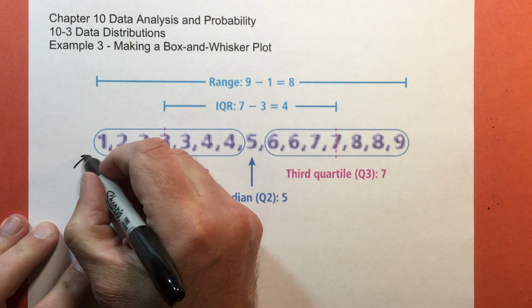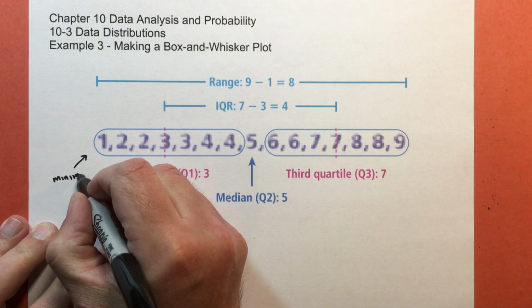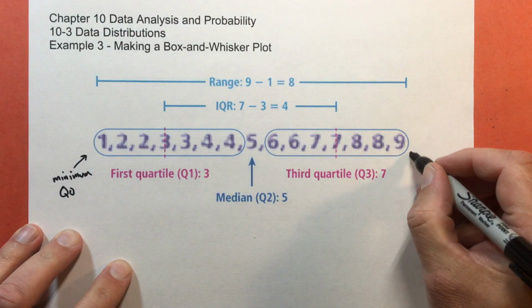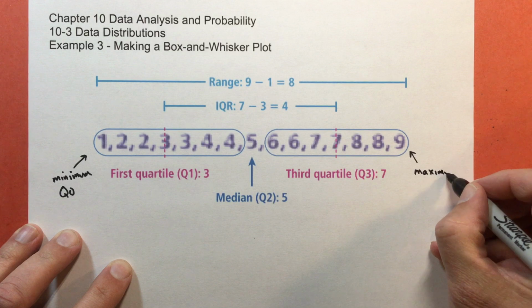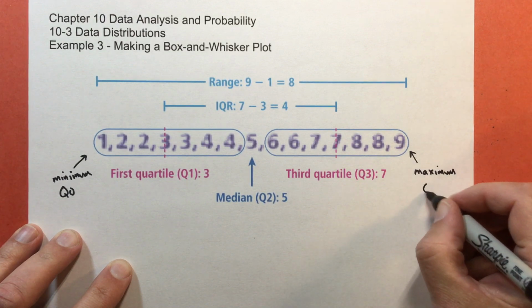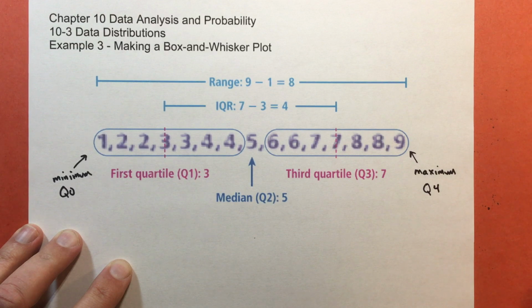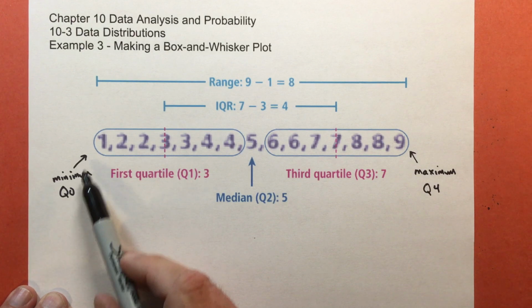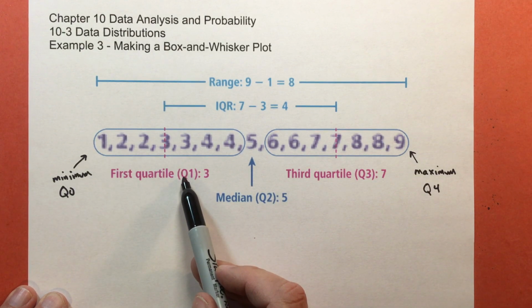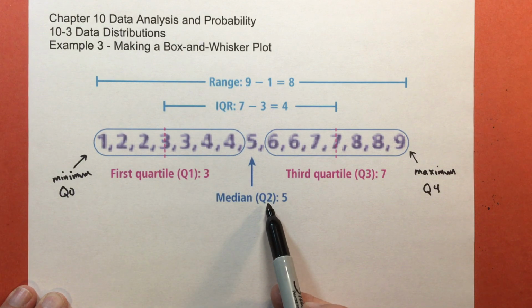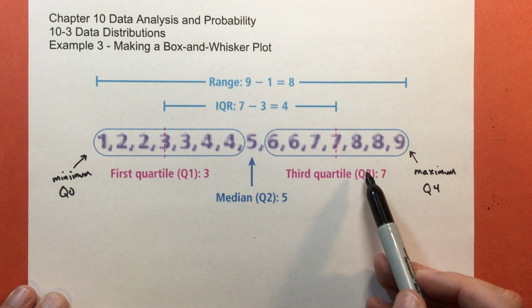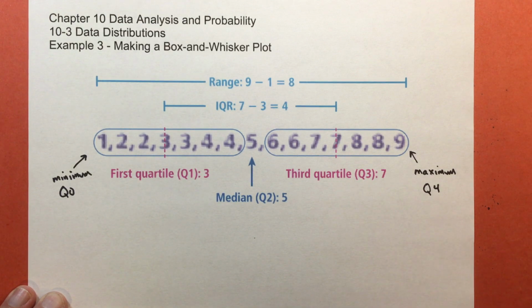The other ones would be the minimum, which is sometimes called Q0, and the other one is the maximum, so we want to basically know where the edges are, which is sometimes called Q4. So Q0 says I'm going to start at 0, and I'm going to go from 0 to 1. So I get the first quartile. Then I go from Q1 to Q2, that's the second quartile. Then I go from Q2 to Q3, that's the third quartile, and finally Q3 to Q4 is the fourth quartile.